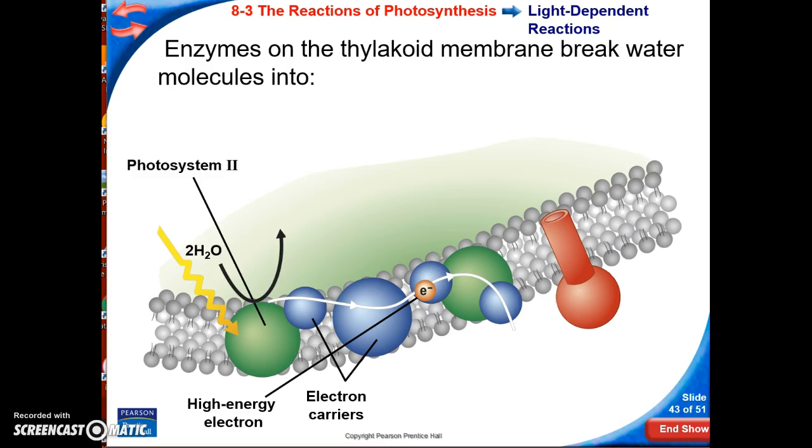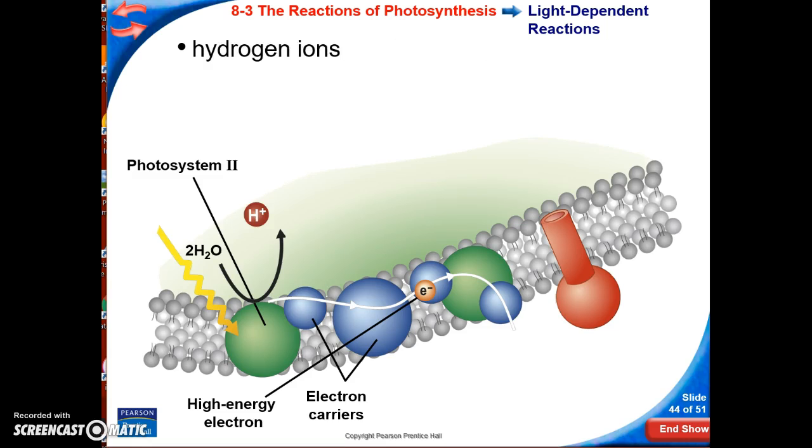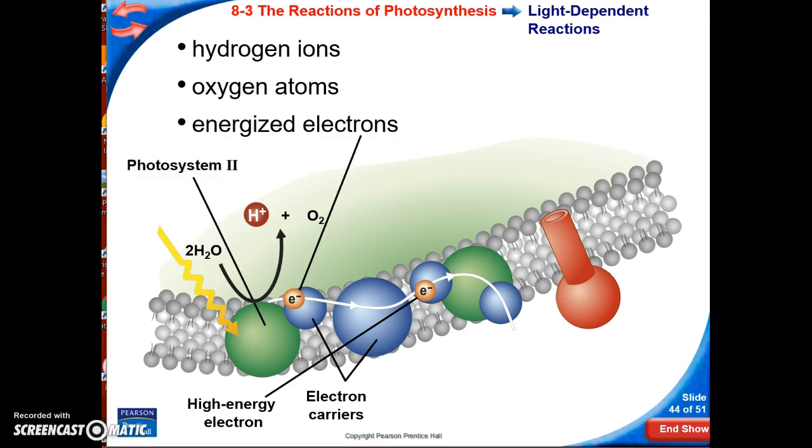So again, the reason we need water in the light-dependent reactions is to get their electrons, actually. So there are enzymes in the thylakoid membrane that are going to break water molecules into hydrogen ions and oxygen atoms. And so this is where we get oxygen from photosynthesis. And then, of course, the water is giving up its electrons.